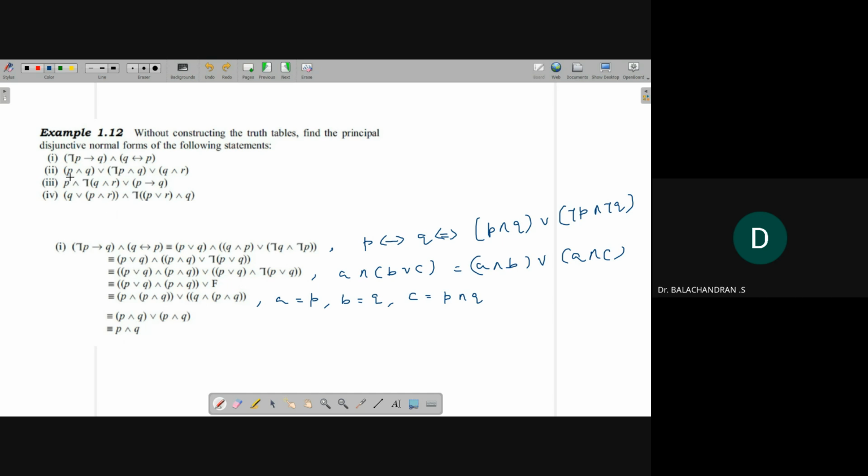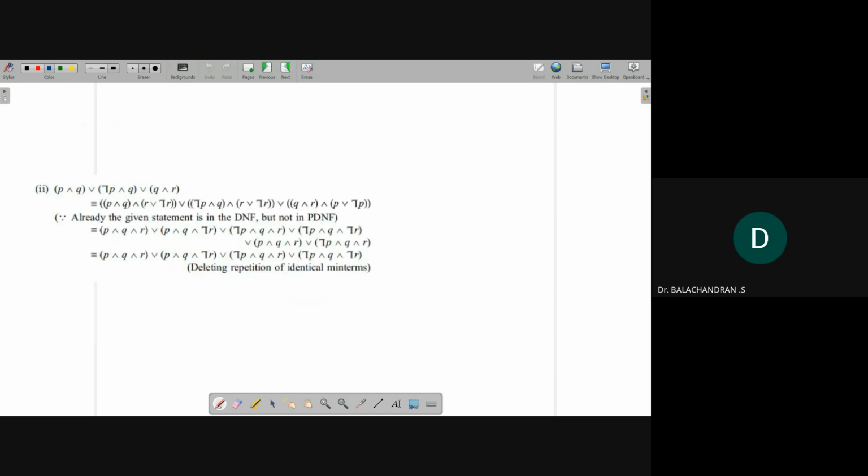Okay. Look at the second problem. The second problem is P and Q, or negation P and Q, or Q and R. Here you can see this is in DNF. If it is in DNF, the problem is very simple. Or if it is in CNF, the problem is also very simple.